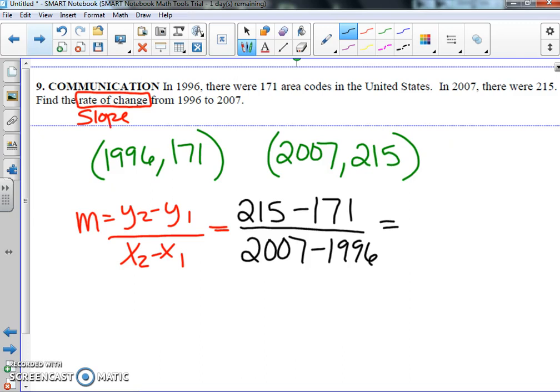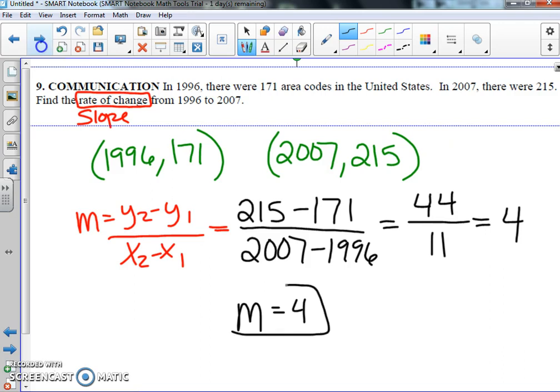All right, so 215 minus 171 is 44, and 2007 minus 1996 is 11. And finally, 44 divided by 11 is just 4. So let's go back to the question. Find the rate of change. Good. So my m is equal to 4.